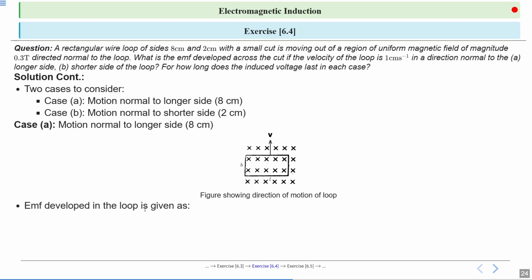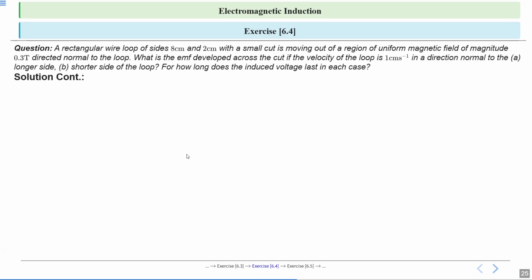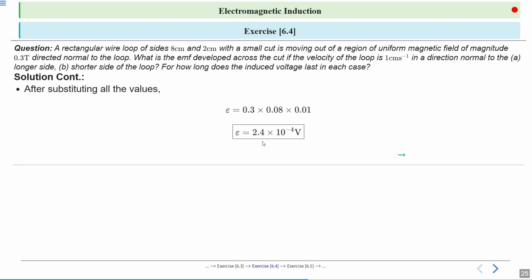Now EMF developed in the loop is given as, so motional EMF, expression for motional EMF, epsilon equal to BLV. B is the magnetic field, L is the length perpendicular to this velocity, and V is the velocity. So NCERT equation 6.5. After substituting all the values, epsilon is equal to 0.3 into 0.08 into 0.01. So epsilon is equal to 2.4 into 10 to the minus 4 volt. Okay, so this is the EMF.